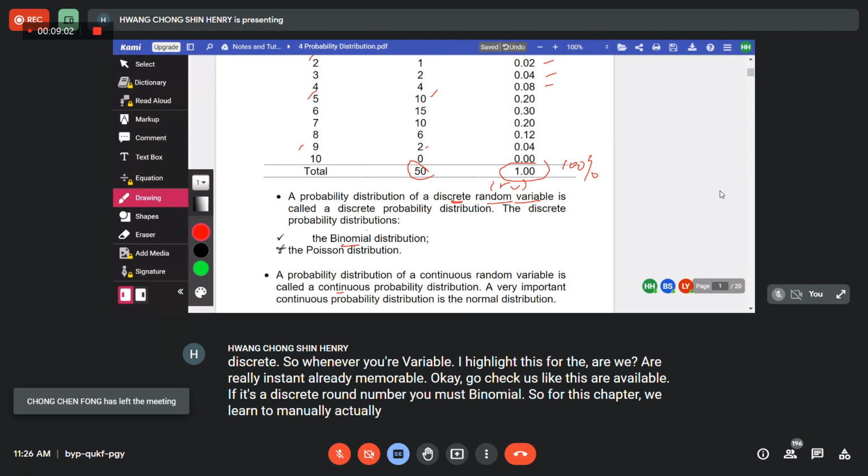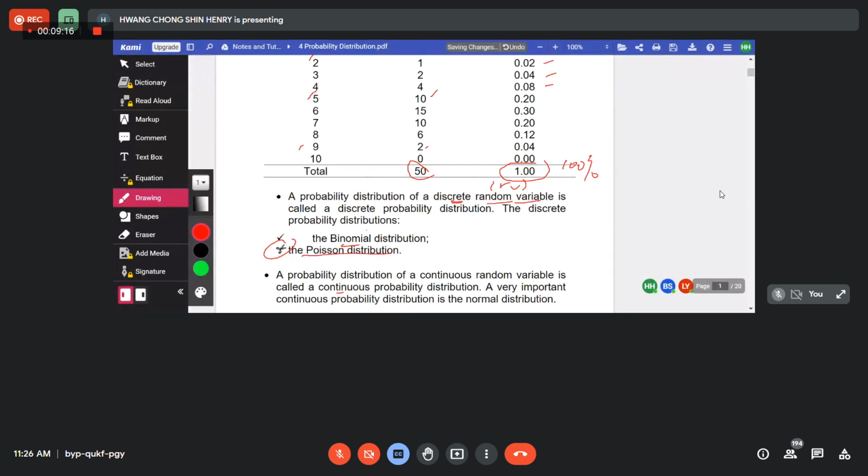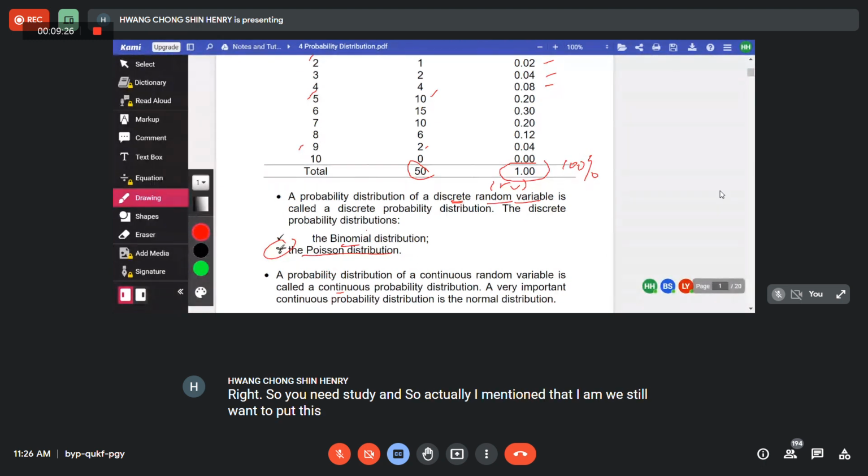So for this chapter, we learn two: binomial and normal. Actually, there's one more called Poisson. You see these scissors, I don't know why the lecturer used scissors, to inform you we already cut this. We don't study this in this subject. Poisson is actually important, I mentioned that, but at the end we still don't want to put this into your subject here. So we only study binomial, only for discrete.